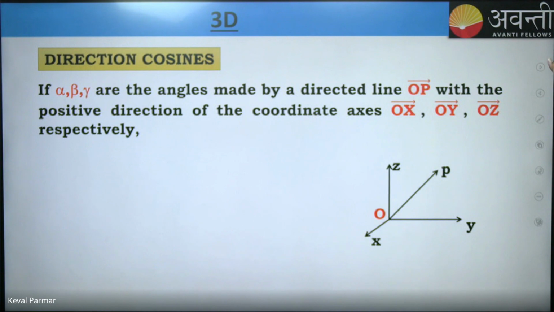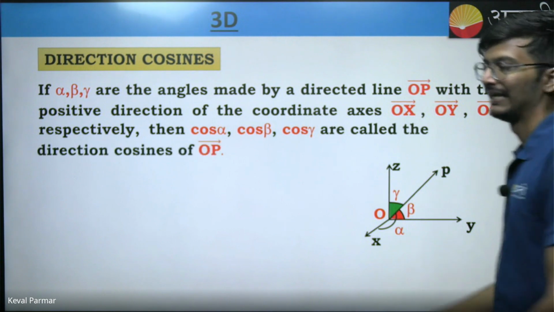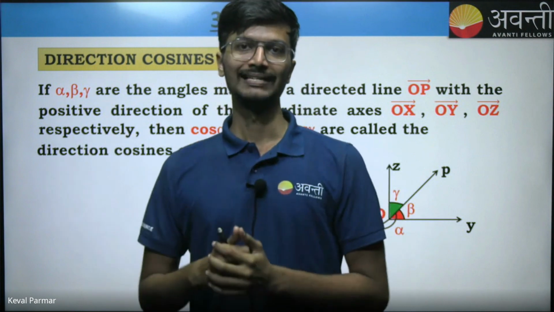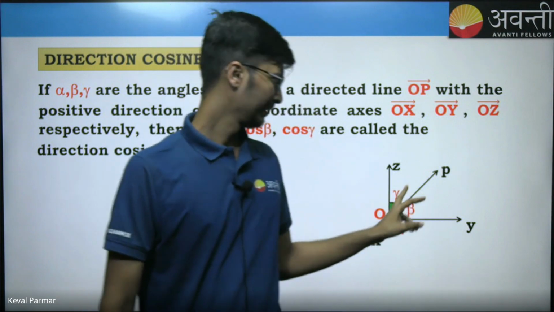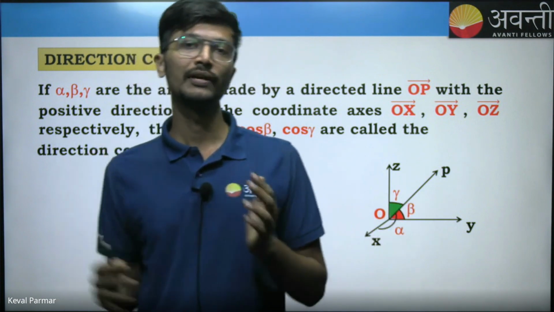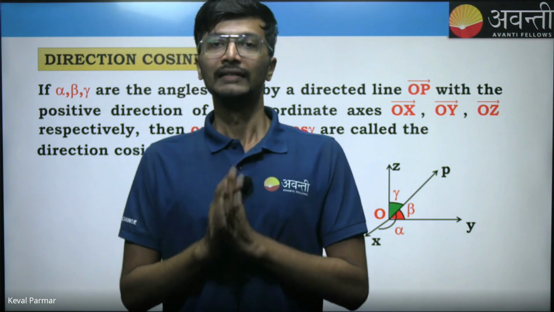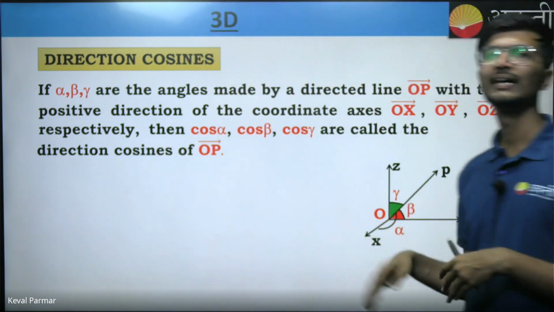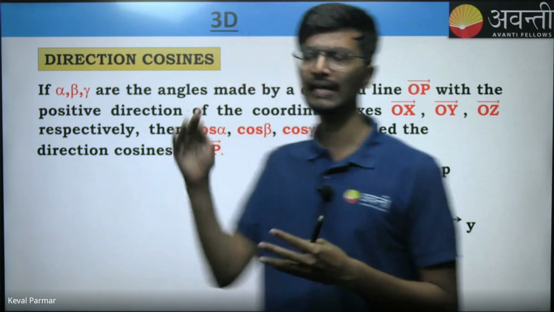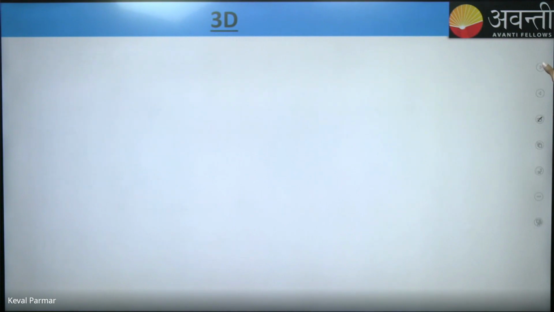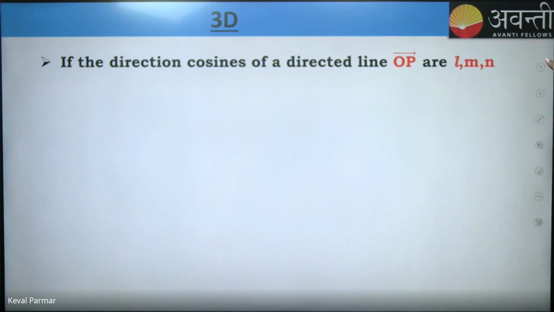After that, we have the most important topic, which is direction cosines. Alpha, beta, gamma, as you can see, are the angles made by a line with the positive x, positive y, and positive z axis. Alpha is made by the line with positive x, beta with positive y, gamma with positive z. What are direction cosines, or as we like to say DCs? They are cos alpha, cos beta, cos gamma. They are usually represented by L, M, and N. L equals cos alpha, M equals cos beta, N equals cos gamma.